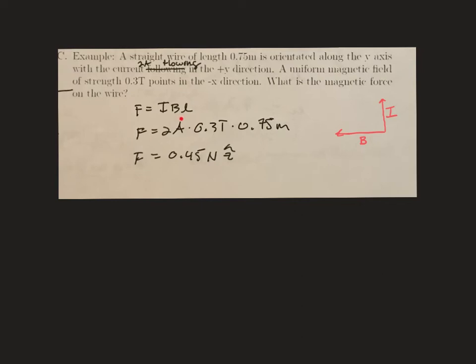So I'm going to plug in my 2 amps, my 0.3 Teslas, and 0.75 meters given in the problem, and I can establish that this force acts in the positive z direction, because I'm going to point my fingers up in the positive y direction, because the drift velocity is inside the current, and I'm going to curl my fingers to grab the end of the magnetic field vector here, which is going to cause my thumb to point out of the board in the positive z direction.